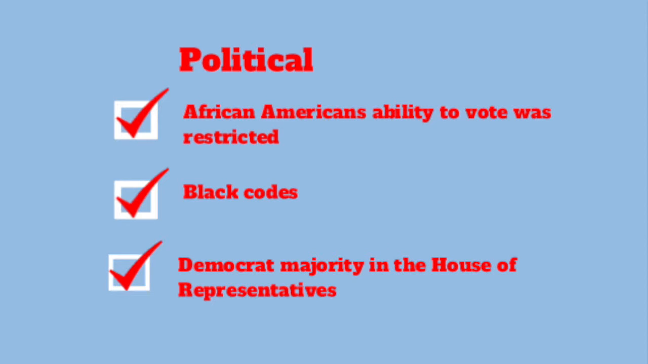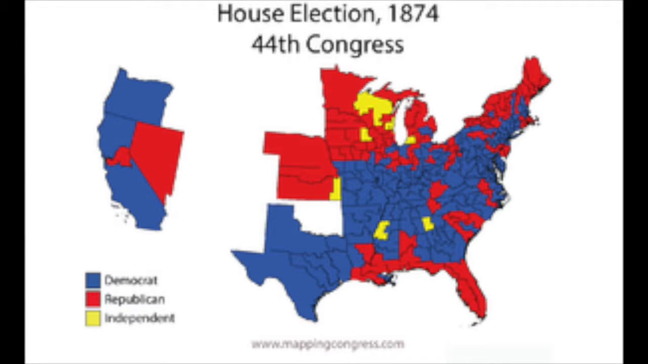Another reason is the economic downfall of 1873 made people mad, so they elected in a Democrat majority to the House of Representatives. Democrats were mostly opposed to Reconstruction and encouraged military leaving of the South and the ending of Reconstruction.